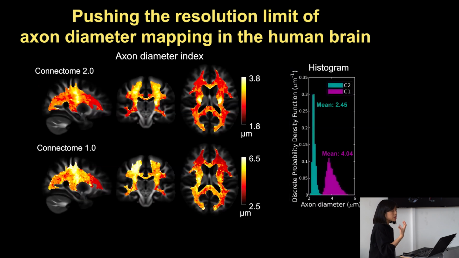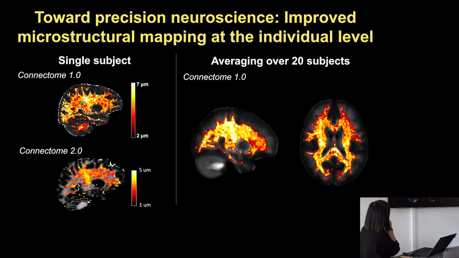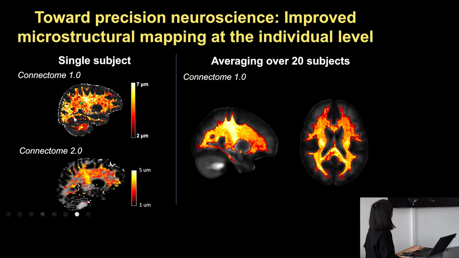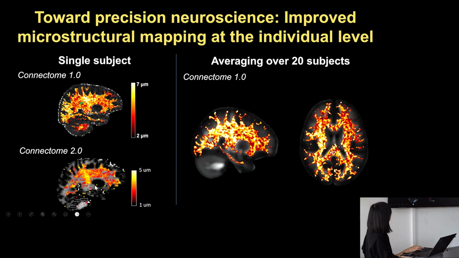And this was also seen on the individual level. So if you look at maps of axonal diameter from, say, a single subject on connectome 2, you can start to resolve contrasts and detail that previously it was hard to pick out on the connectome 1 measurements. We were very lucky on connectome 1 to have a few initial subjects in whom we were able to see some interesting contrasts that gave us the initial data to proceed with these measurements. But on connectome 2, it's so much more clear.